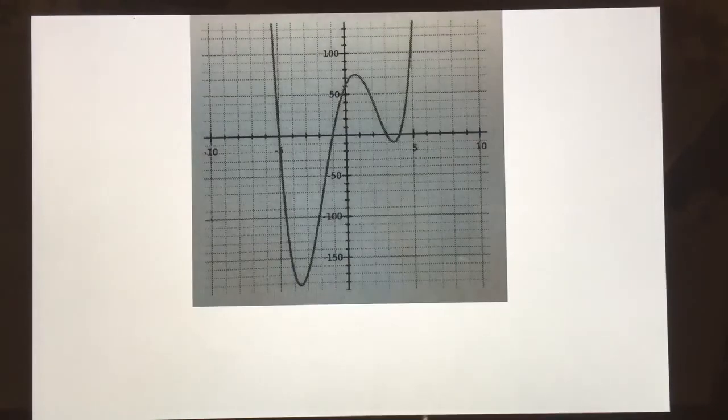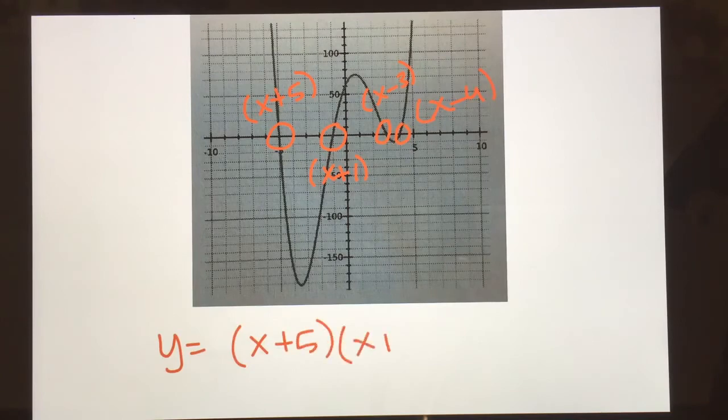All right, and one last picture for us. We have 4 roots here, or 4 zeros. So we've got this one, that would be x plus 5 in the parentheses. Here would be x plus 1 in the parentheses. And then we would have x minus 3. And last we would have x minus 4. So y equals x plus 5, x plus 1, x minus 3, x minus 4.